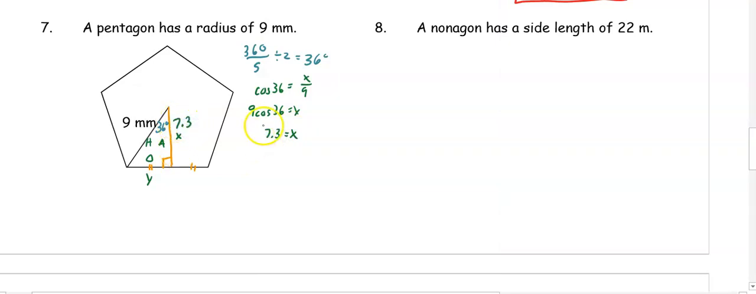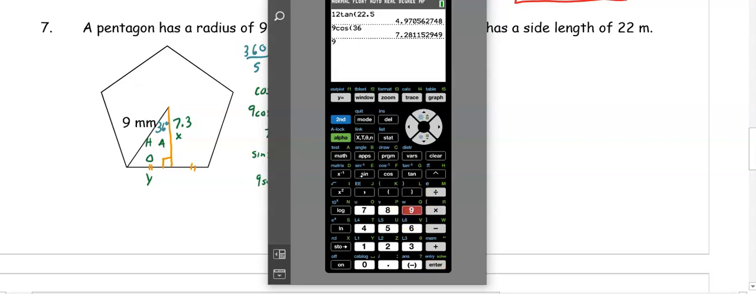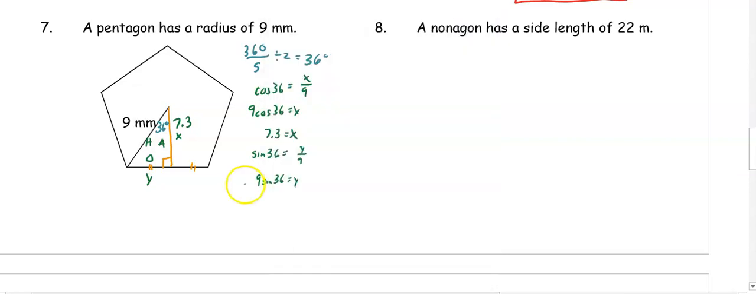Then to find our side, we are going to use sine. So the sine of 36 equals y over 9. 9 sine of 36 equals y. So in our calculator, 9 sine of 36 is 5.3. So if each part is 5.3, the whole side is 10.6. So using the 10.6, we can find our perimeter. So there are 5 sides times 10.6. So our perimeter is going to equal 53.